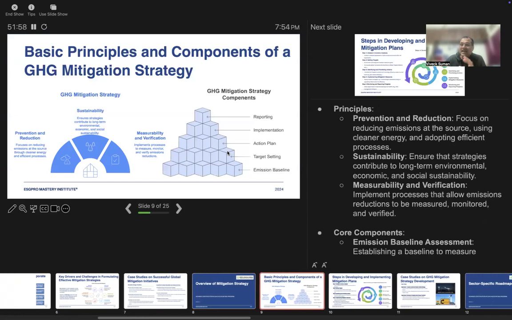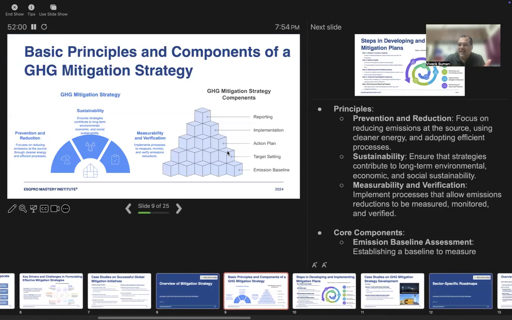Now let's see how you can do it in real time. What are the different strategies which you can deploy? So I have created three buckets in which you can put your strategies. And these are the basic principles of GHG mitigation strategy.